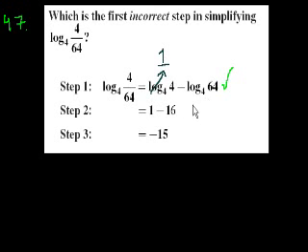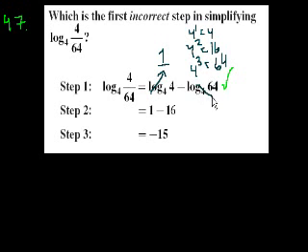4 to what power is equal to 64? Let's see, 4 to the 1 is equal to 4. 4 squared is equal to 16. 4 to the third is 4 times 16, which is 64. So 4 to the third power is 64. So this is 3. So this should be log of 4 minus 3. This should be a 3 here. This should be a minus 3.